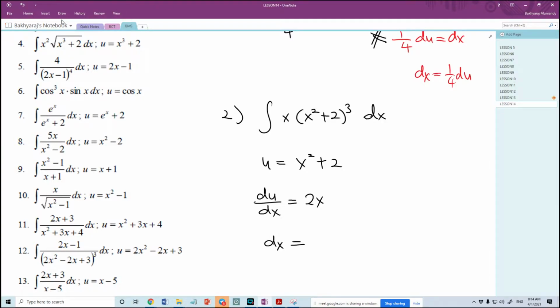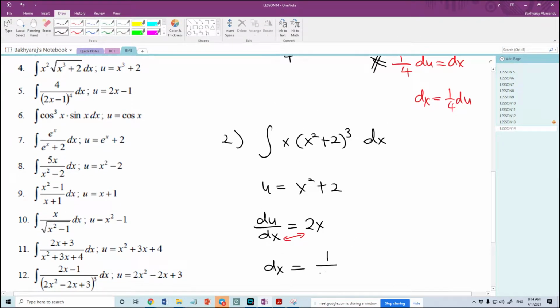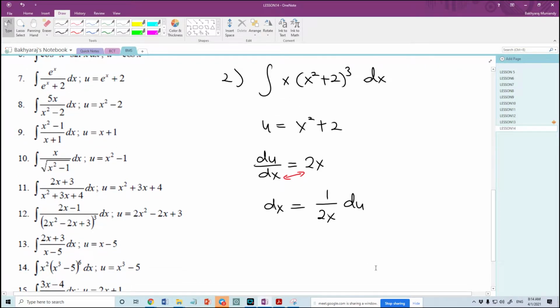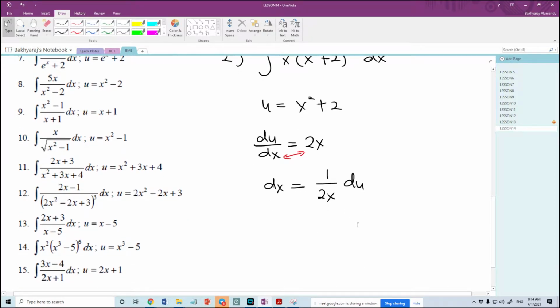Okay, so apa kita buat? Just pindah tempat lah. Okay, just tukar tempat. Ini pindah sini, ini pindah sini. So tukar tempat, kita akan dapat 1 over 2x du. So ini yang kita dapat. I just manipulate this so that I get dx equals 1 over 2x du. Okay, now once I get this, I just do substitution.